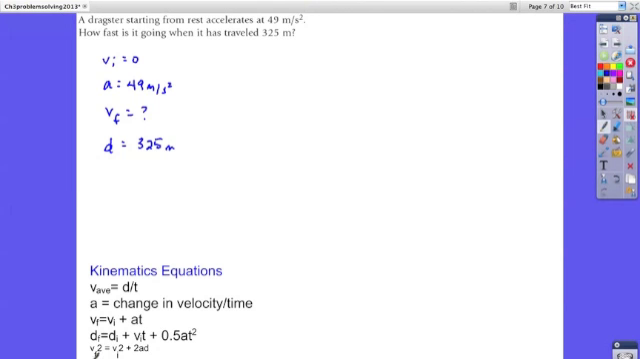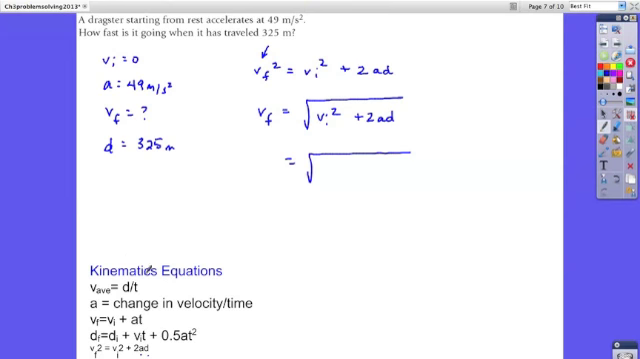So look at that last one. There's VF, VI, acceleration, and distance. So the equation we're using is VF squared equals VI squared plus 2AD. And we're looking for VF, so here's the quantity we're looking for. So I know that VF is going to be the square root of VI squared plus 2AD, equals the square root of, and VI was 0, 2 times 49 times 325.